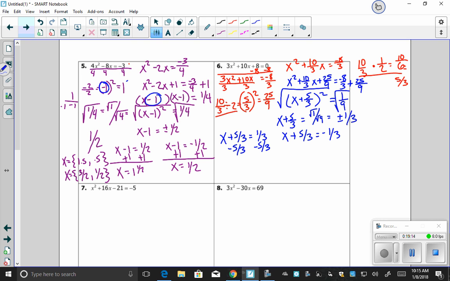Subtract 5/3 from both sides. X equals 1 minus 5, negative 4/3. Subtract 5/3 from both sides, and I get x equals negative 6. I don't know why I wrote 6. That should have been a 3/3, which reduces to negative 2. So your final answer should have been negative 4/3, comma, negative 2.